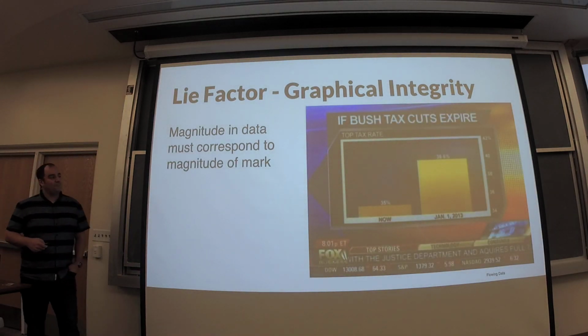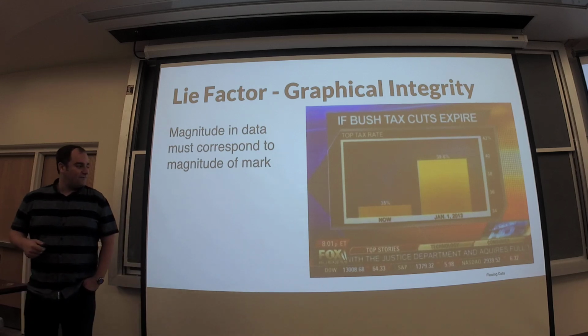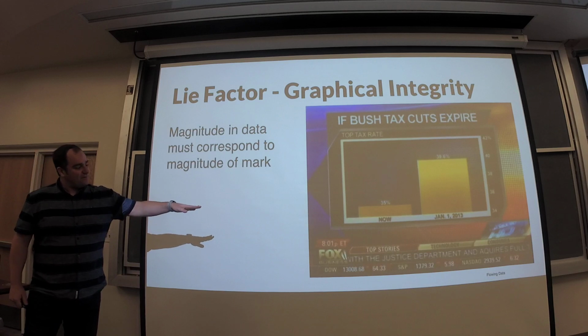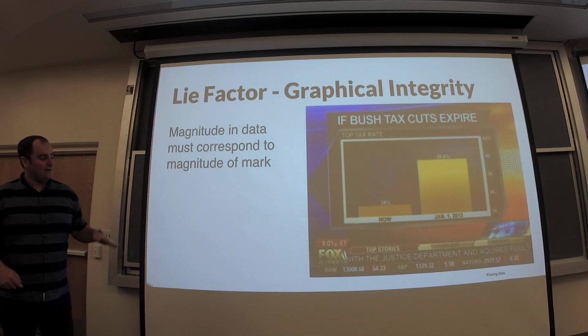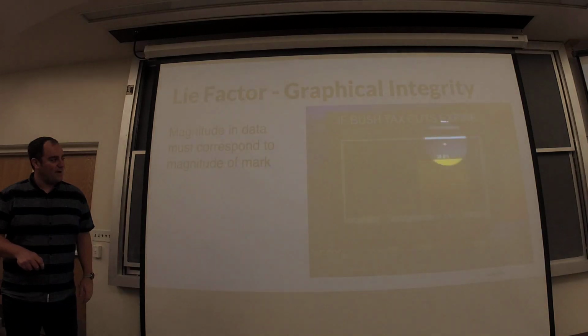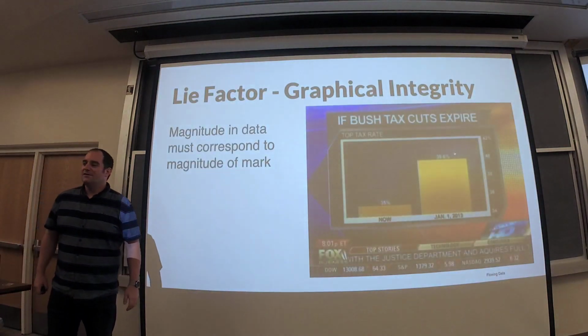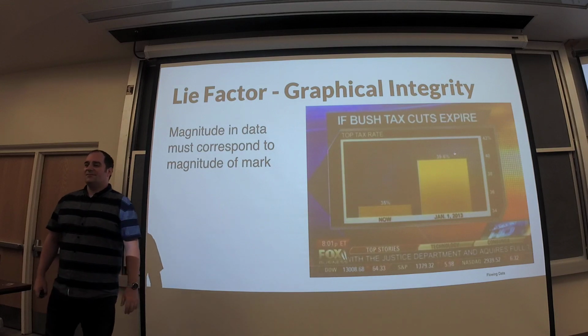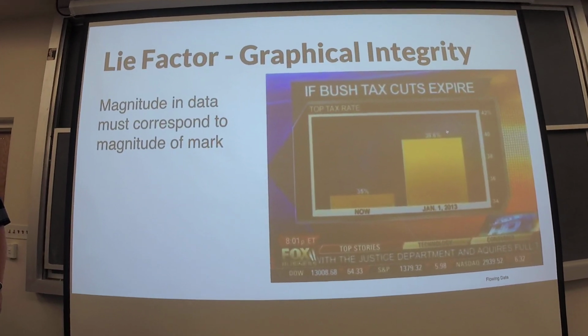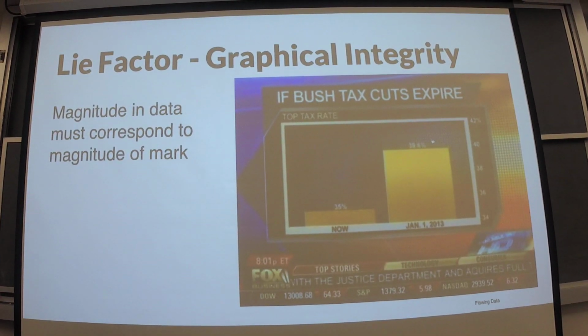Here we have an "if Bush tax cuts expire" chart from Fox News. Right now the top tax rate according to Fox News is 35%. And then after the tax cuts expire, we are at 39.6%. So is this a good chart? Why is it not a good chart? It doesn't start at 0. Yes, it doesn't start at 0. I would even say that's a reason, but the real problem with this chart is that it doesn't faithfully show us what the gap between the two is. It overemphasizes the difference that we would experience.